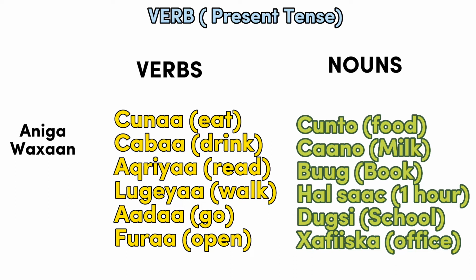Aniga wahan akriya bug, I read a book. Aniga wahan logea halsa, I walk an hour. Aniga wahan ada dugsi, I go to school. Aniga fura afiska, I open the office. If you paid attention, the last two letters of the verb are a double A. After the verb, in most of them, there is a double A. This double A represents the verb in present tense.